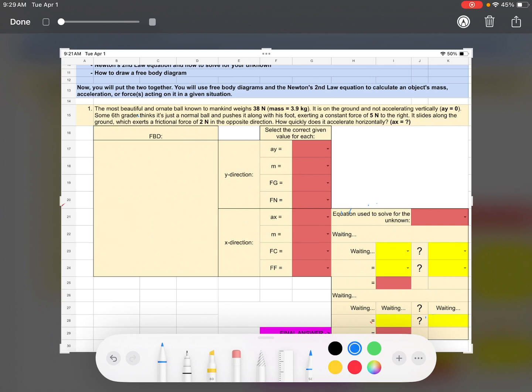All right, step 1, read the problem. Step 2, draw an FBD. Step 3, F equals MA. And then sub in what you know and solve for what you're looking for.